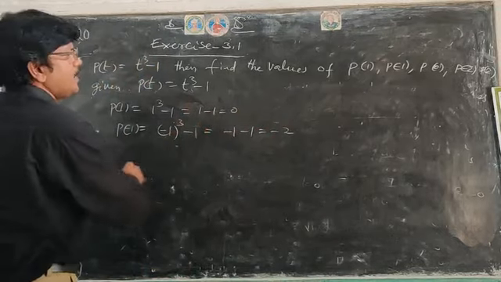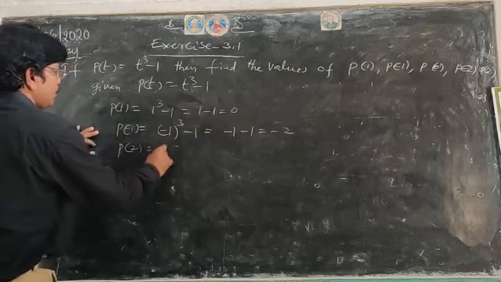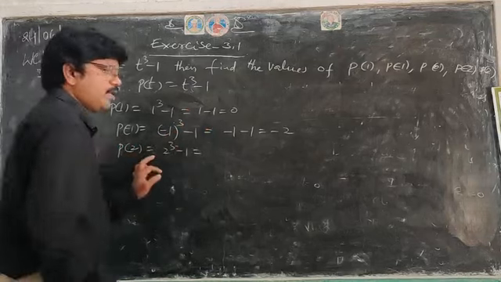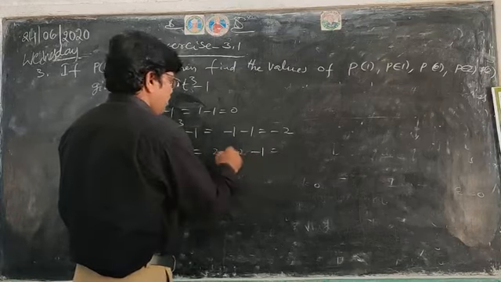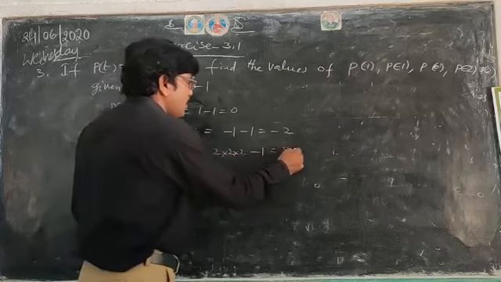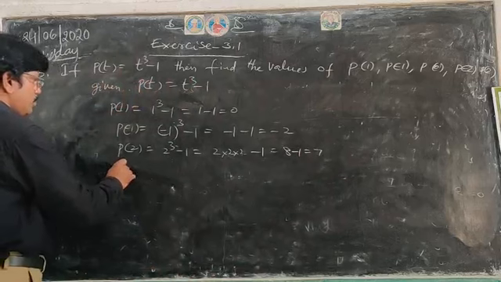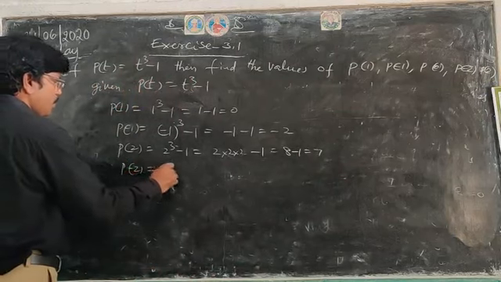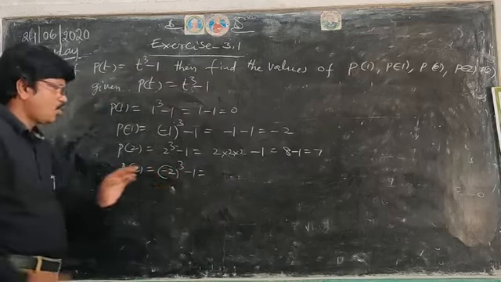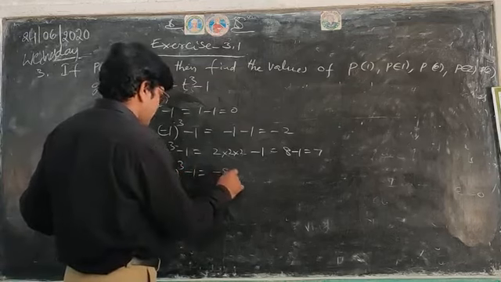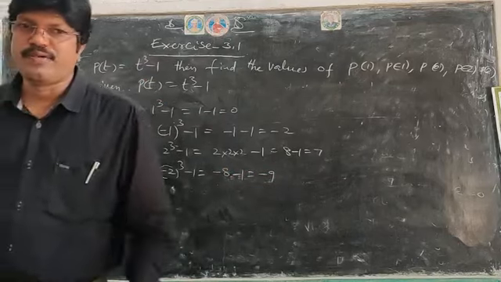Okay children, next P of 2. Substitute: 2 cube minus 1. 2 cube means 2 into 2 into 2. 2 2s are 4, 4 2s are 8, minus 1, 7. P of minus 2: minus 2 whole cube minus 1. Minus whole cube means minus, so minus 8 minus 1, minus 9. Okay children? Have you understood?